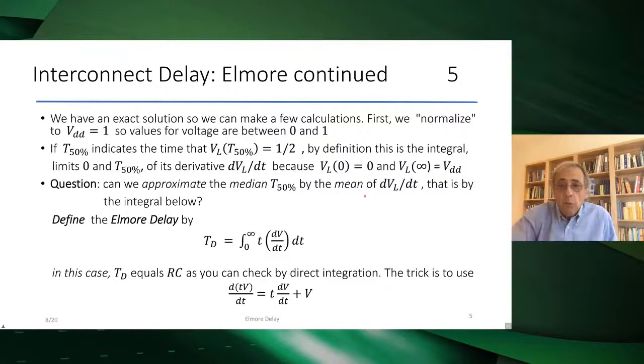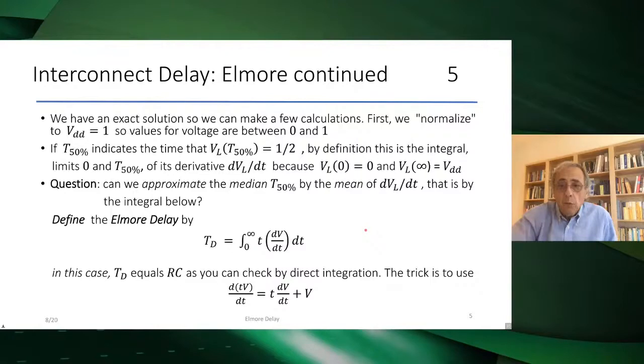So the observation of Elmore in the late 40s was this: this median point, can we approximate it instead by the mean of the variation of the voltage? So the definition of Elmore delay is this mean, the integral of t times dV/dt computed between 0 and infinity.